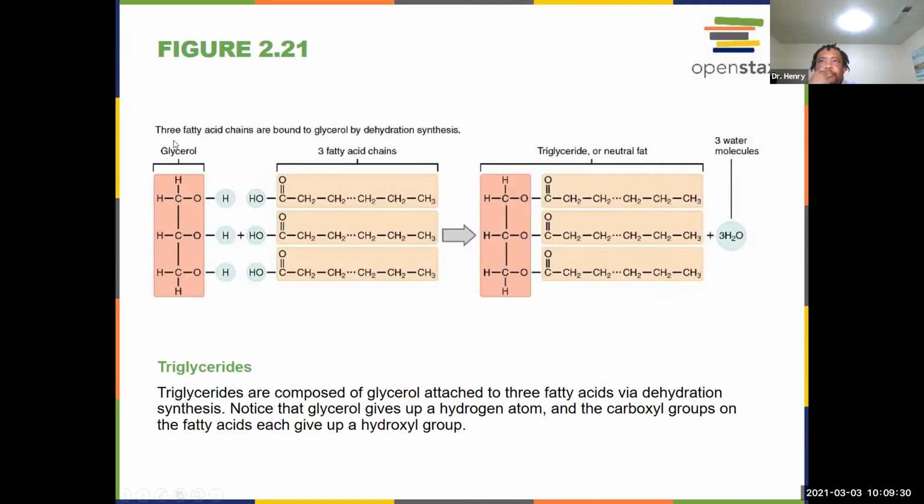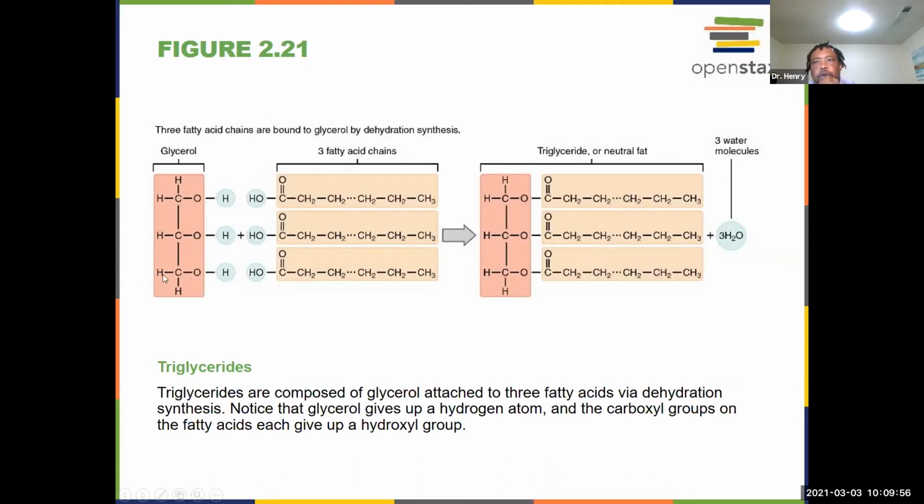Okay, so they're called long fatty acid chains. Basically, the fatty acid chains are just long carbon chains. At the end of our carbon chain is what we call the triglyceride. So this, all together, is considered the triglyceride.